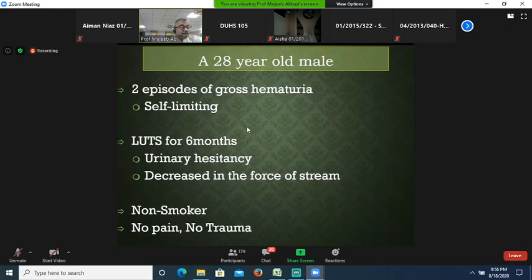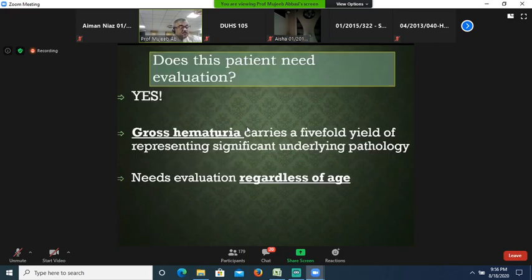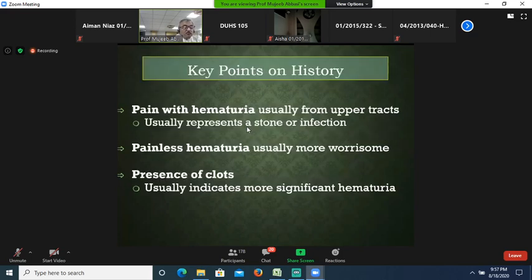Now, does this patient need any evaluation? Answer is yes. He has gross hematuria. It doesn't matter whether he's old, young, male, female, or in between, we have to investigate. Now, history: if he has pain, hematuria is usually from the upper urinary tract and usually represents a stone or infection. Painless hematuria is usually more worrisome. Presence of clots usually indicates more significant hematuria. So, when he is giving a history, we should remember those points.